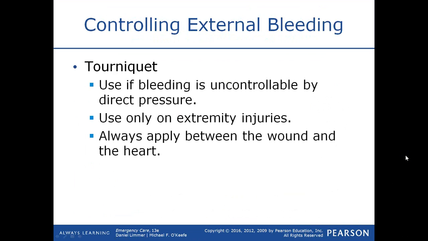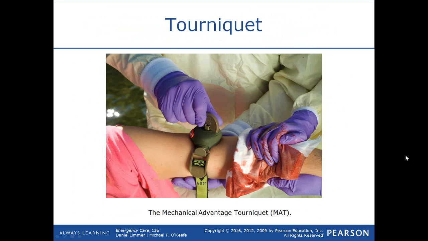Now, a tourniquet is something that you may use as your first choice in controlling bleeding that is massive, or bleeding that you cannot control with direct pressure. Tourniquets are used only on extremities, and you want to apply the tourniquet an inch or two above the wound. Here is a mechanical advantage tourniquet that is placed over the wound, cinched down, and twisted tightly to control hemorrhage. There's a Combat Application Tourniquet, or CAT. There's a SOF-T tourniquet.